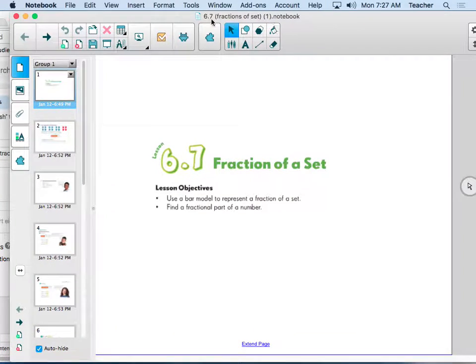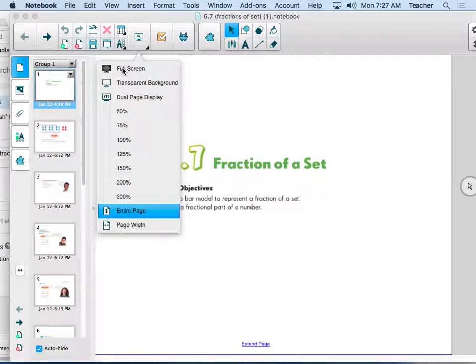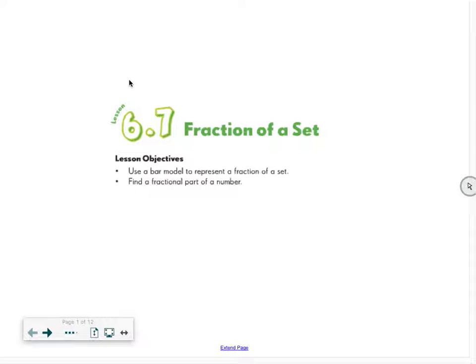Alright, this video is about fractions of a set, where we take a word problem and read it, and we have to use a bar model to show and understand that we're taking a fraction of a big piece of something, okay? So we're either going to find a fraction as an answer or we're going to find out how many things are in that set.